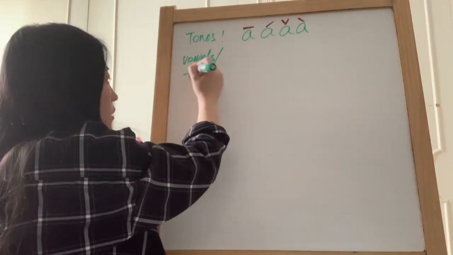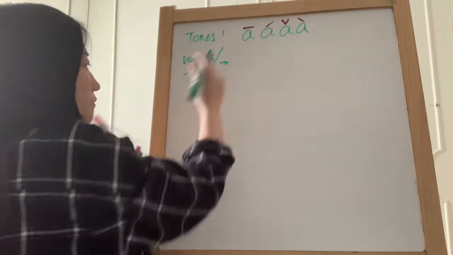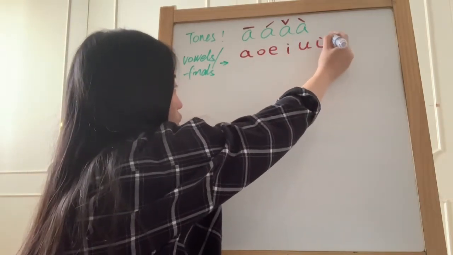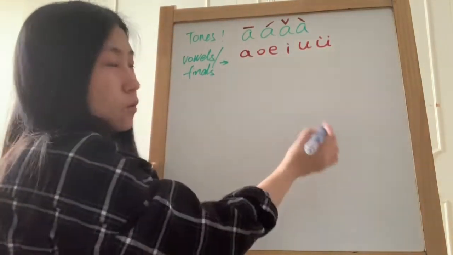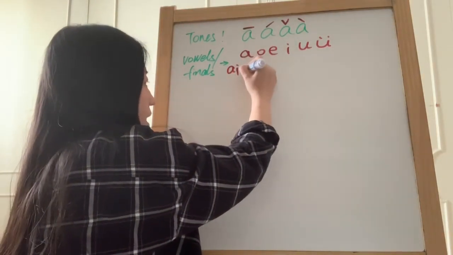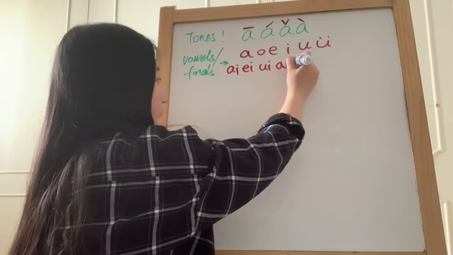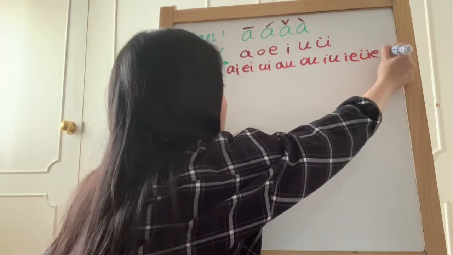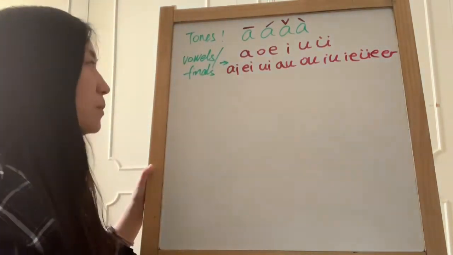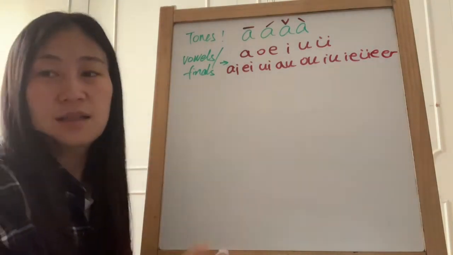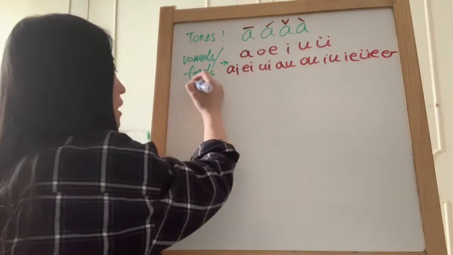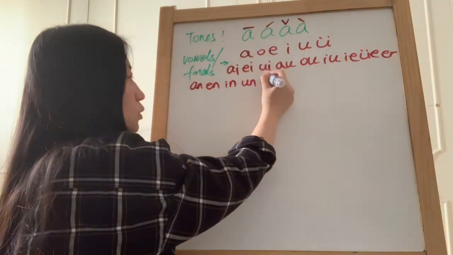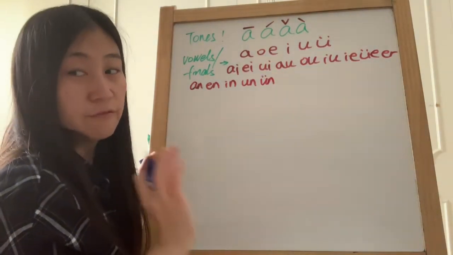And then the second is vowels. Vowels, we also call them finals. So, vowels, finals, we have a, o, i, u, ü, right? These are the simple ones. The compound vowels: ai, ei, ao, ou, ye, yue, right? The compound ones. And the nasal endings with the nose, they are an, in, wen, yun.